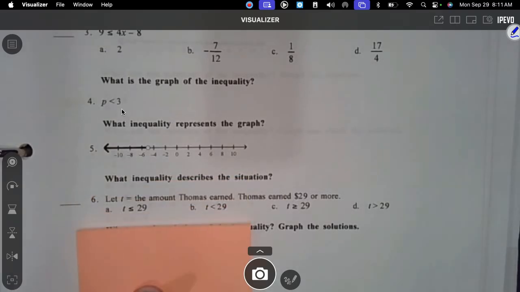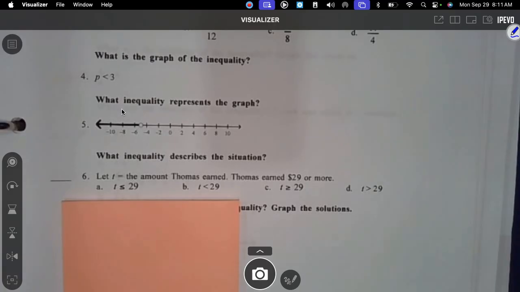Let's look at this one. T is the amount of money that Thomas earned. Thomas earned $29 or more. Which one of those looks like he earned $29 or more than that? Oh, C. More would be greater than. You have to know the less than or greater than sign. Okay? You have to know that.